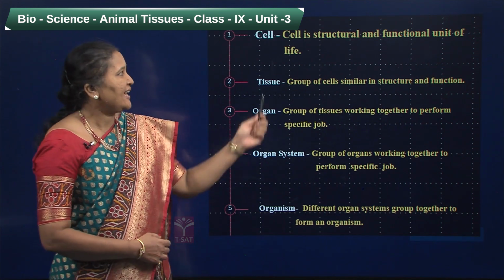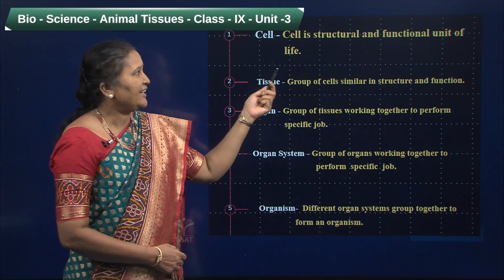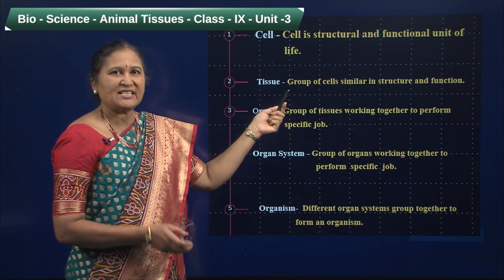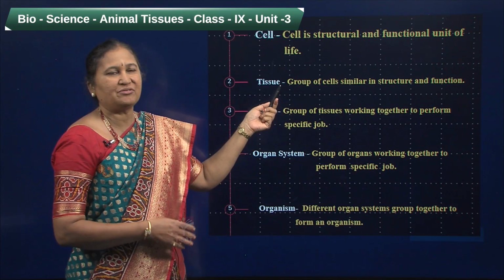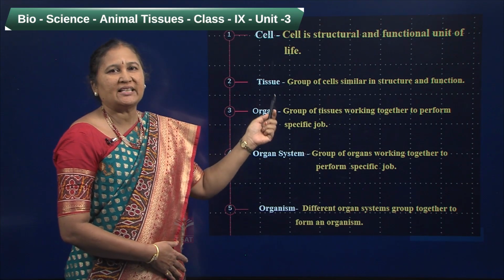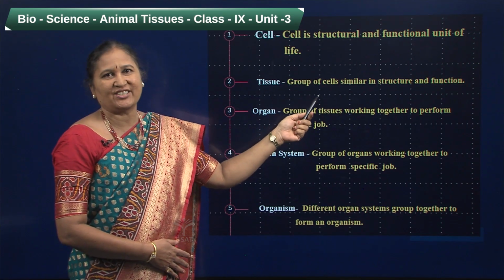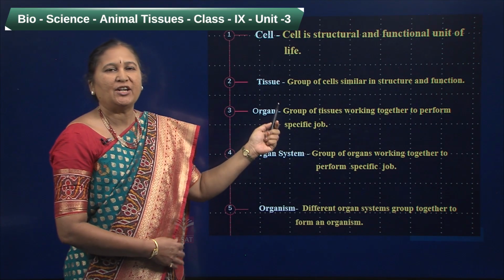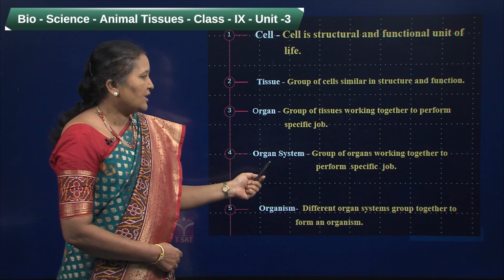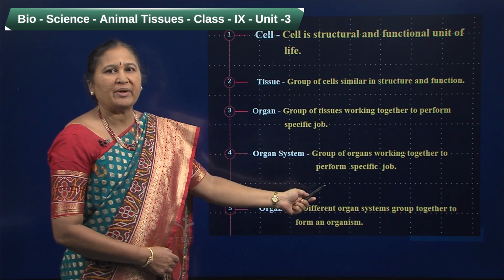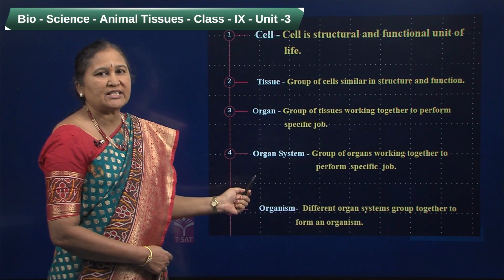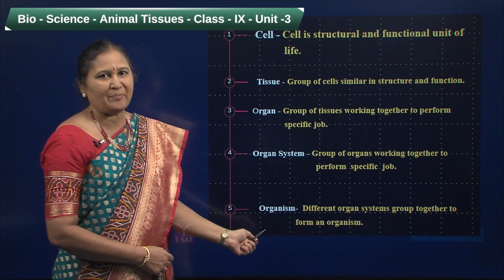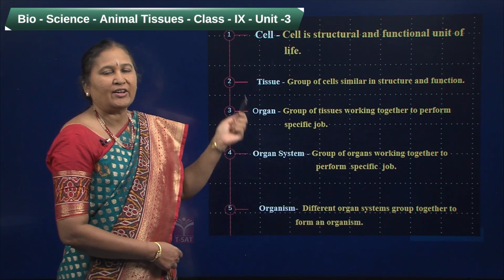We all know that the cell is the basic unit of life, and it is the structural and functional unit of life. Then some group of cells which are similar in structure and similar in function form a tissue. So a tissue is a group of cells which are similar in structure and function. And an organ means a group of tissues working together to perform a specific job. A group of organs working together to perform a specific job forms an organ system, and different organ systems group together to form an organism. Likewise, there is a hierarchical order.